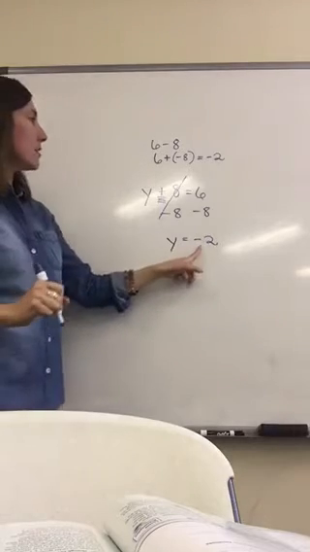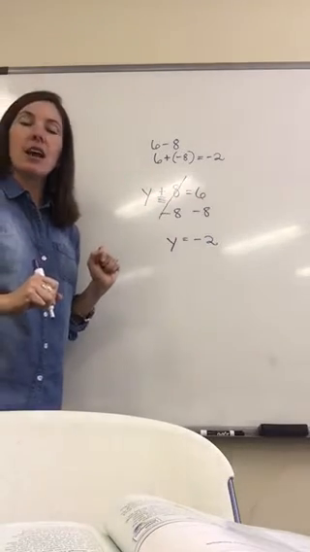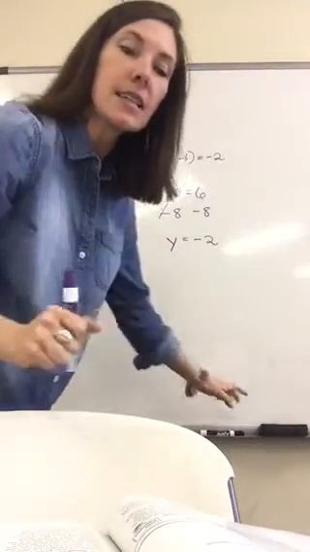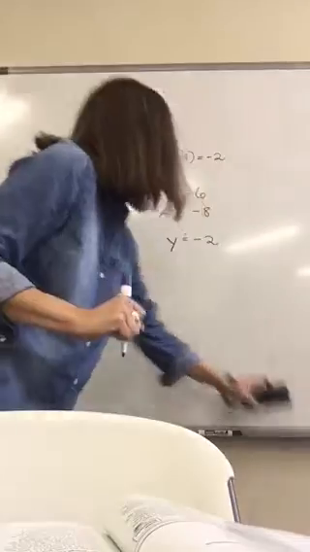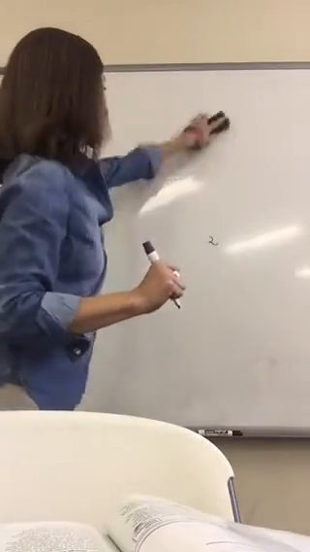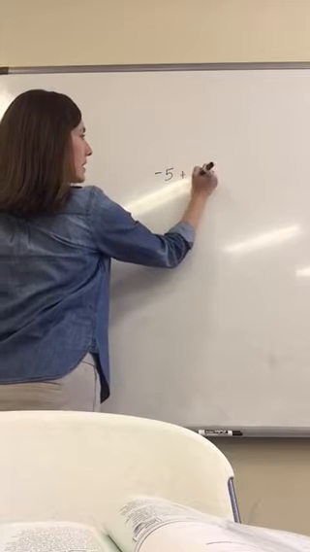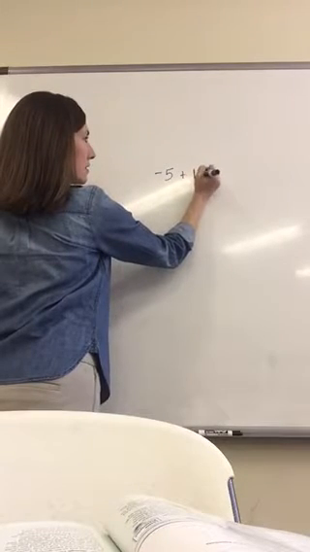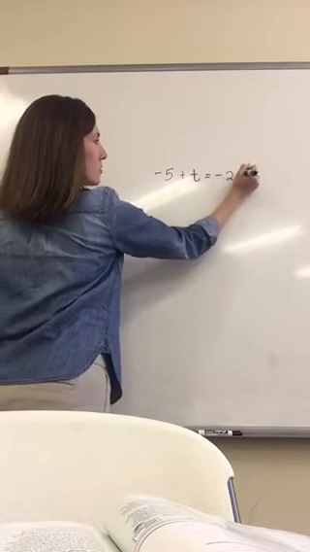Let's plug it back in and see if it works. Is -2 plus 8 6? It sure is. All right, let's look at the next example. Negative 5 plus t equals negative 25. Negative 5 plus t, I'm going to make my t look different than my plus sign, equals negative 25.